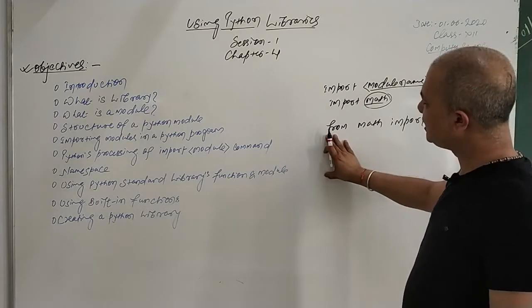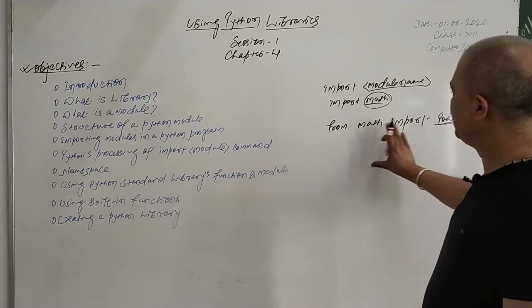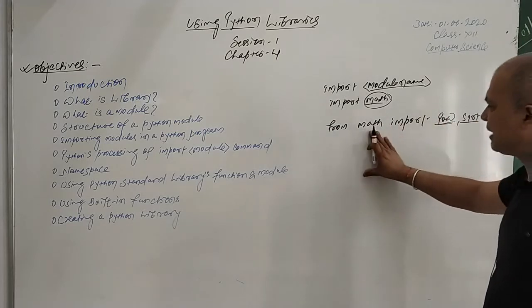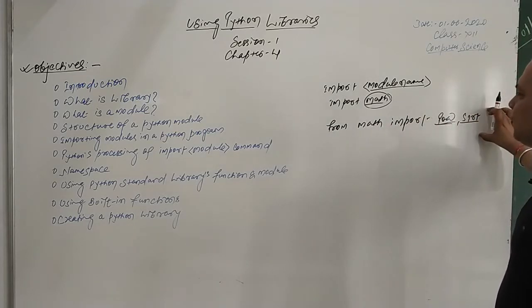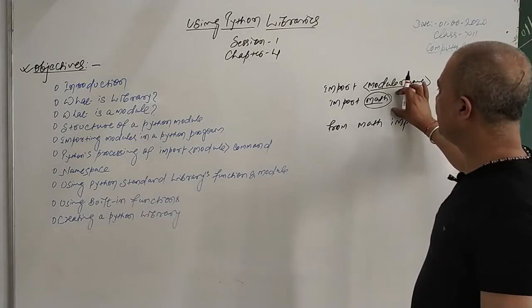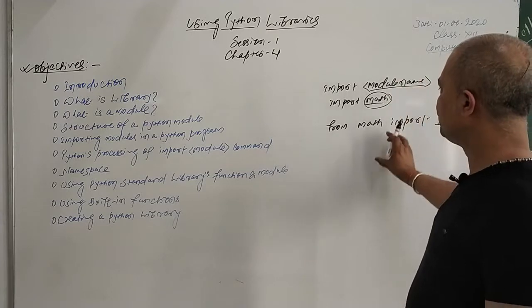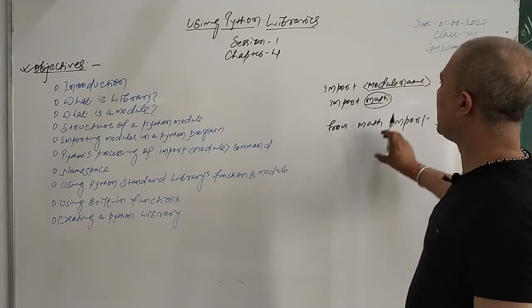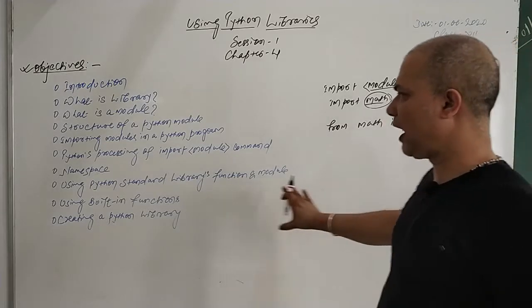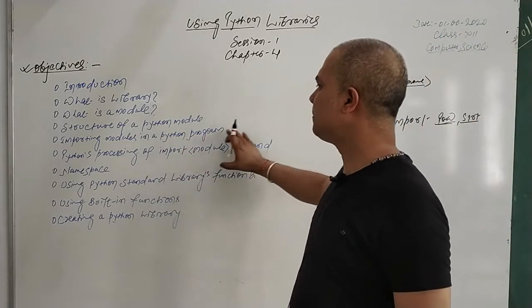That's why the command is from, then module name, then the import statement, and then whatever you want to import from that module. This is partial, if you want to import part of a module in your program, and this is where the entire module will be there. These are the two different ways that we use to import a module or use a particular module in a Python program. That is how importing modules in a Python program works.